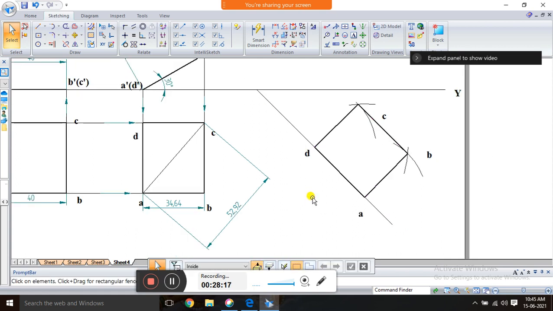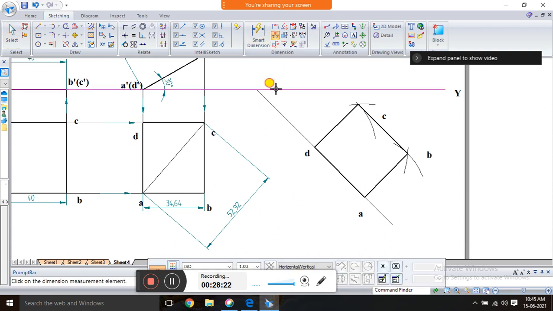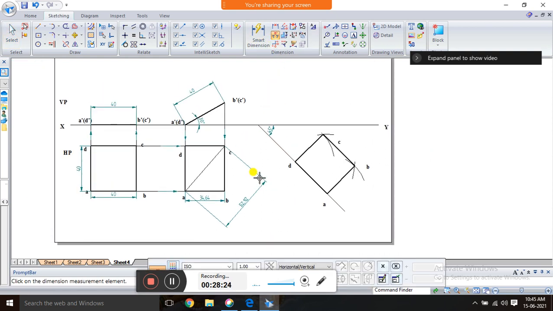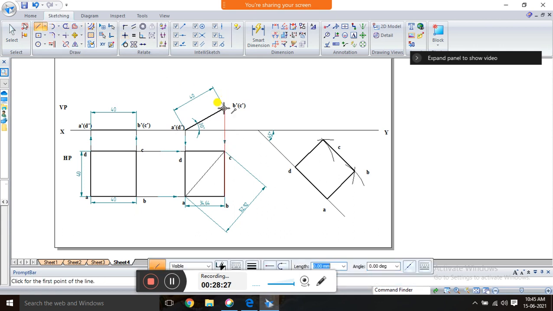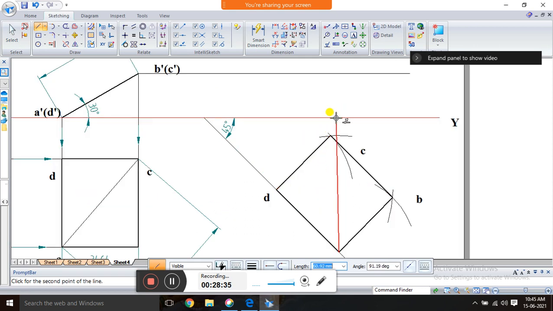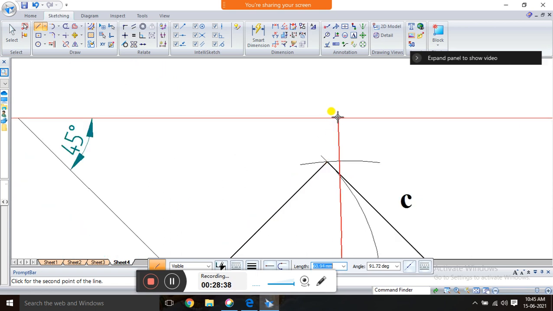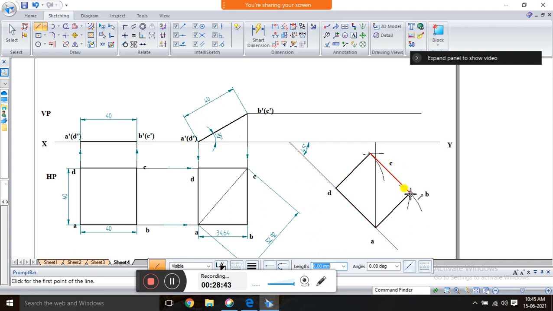See, what I did is I just reconstructed that entire thing on this 45-degree line. And the last step is you have to project. First you have to project the point A. So A is here, exactly on the vertical line. Next B, so B is here. C is here, and D is here.